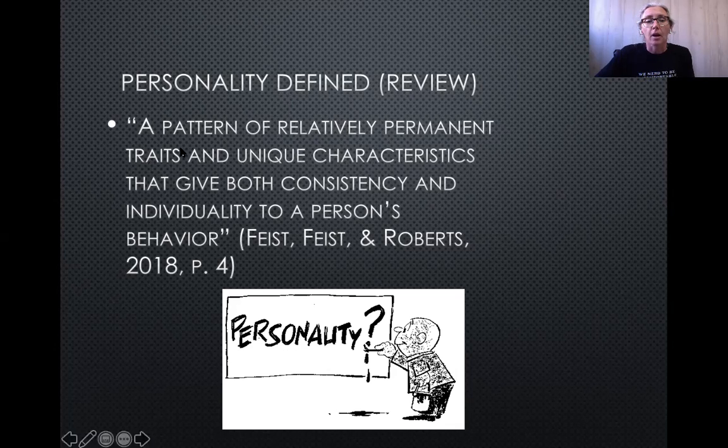So we're talking about traits such as extroversion or conscientiousness, and then unique characteristics being large groups of traits. So these are going to give people's behaviors consistency, meaning that we're going to see that they're similar over time. And then they're also going to give individuality to each person. So what that means is that even if both of us have high scores on introversion, our behaviors may be different. So that is personality.